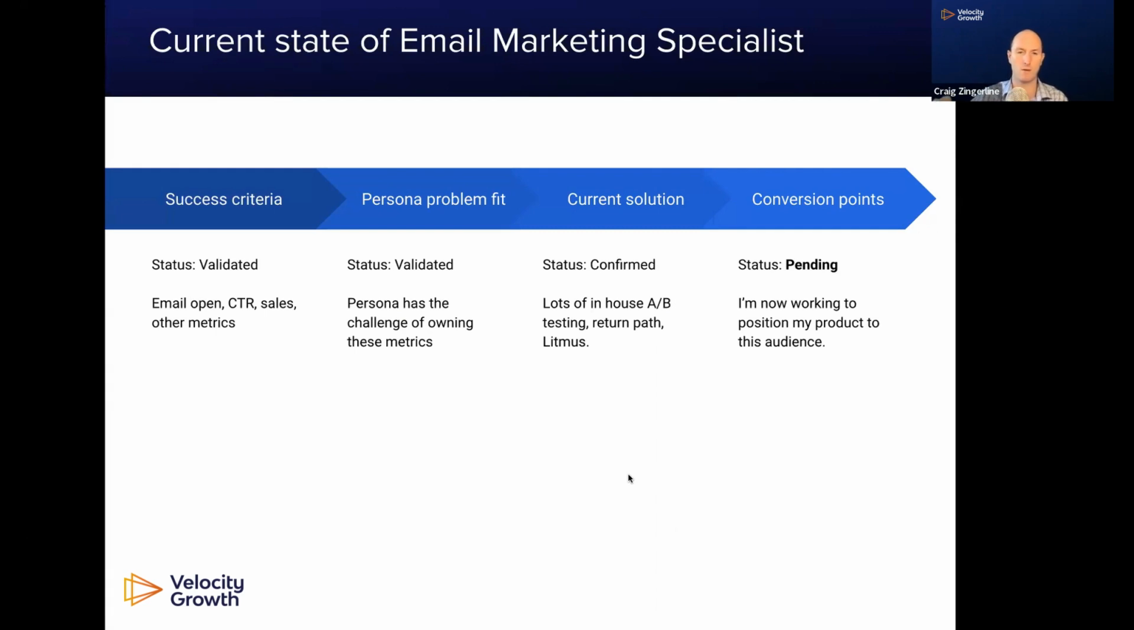Because remember, we've met the success criteria, we validated that, we've figured out our problem persona fit, and we've confirmed some, at least, of the solutions that this email marketing specialist uses in their day-to-day life in their role. But what we don't yet know is how do we actually position this in a way that's sellable.